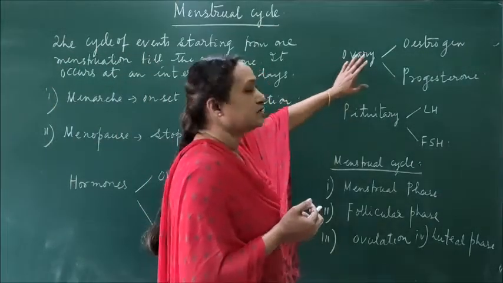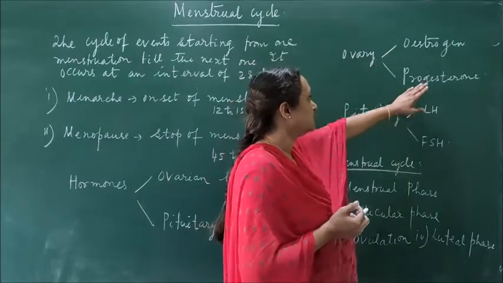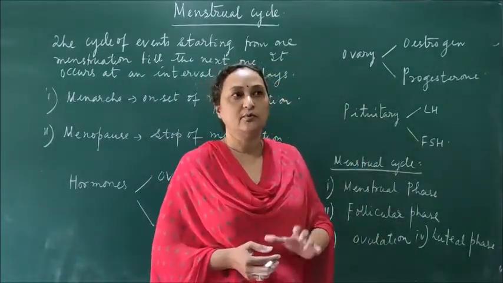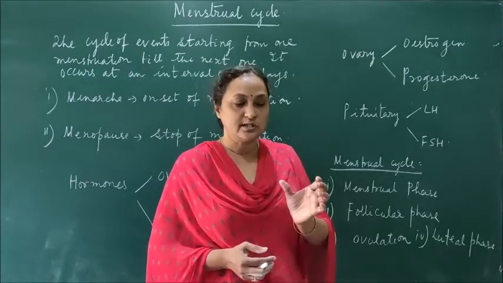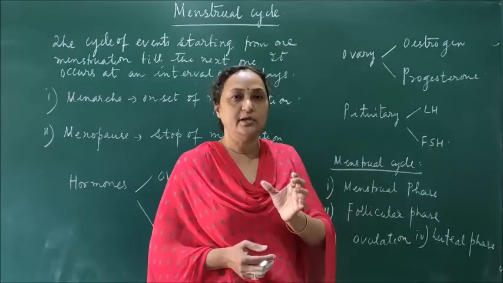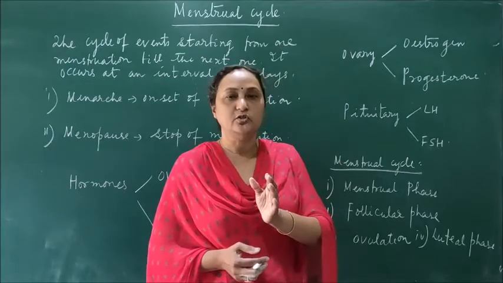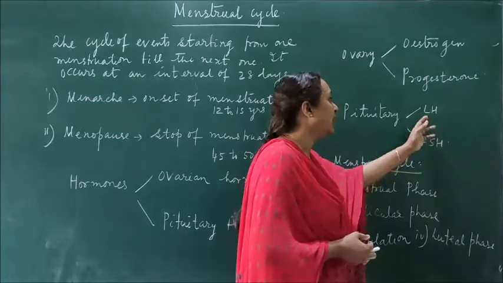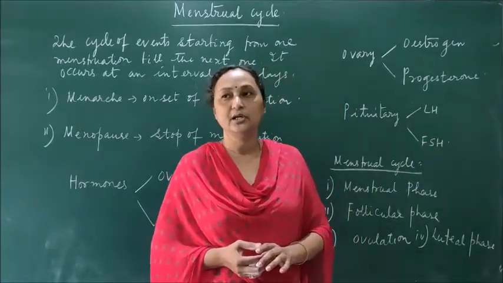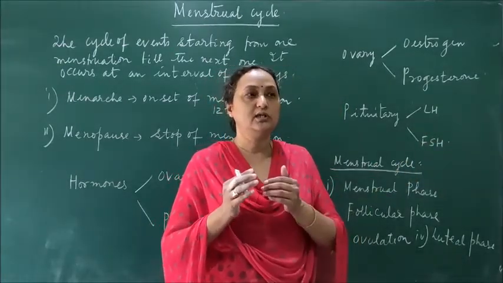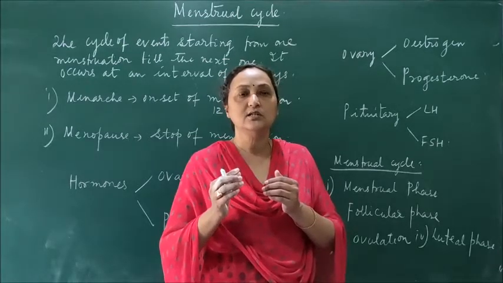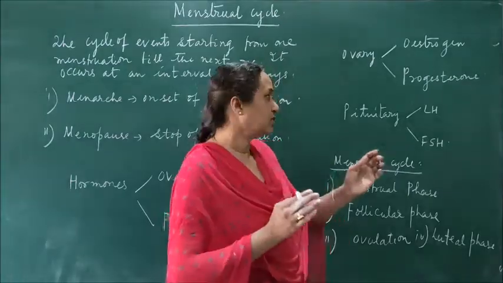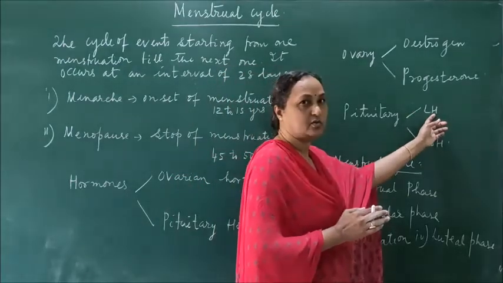I told you the ovary produces two hormones, estrogen and progesterone. And the pituitary gland releases two hormones. One is the follicle stimulating hormone, which is responsible for the growth and development of the primary follicle into a mature follicle, so the name follicle stimulating hormone. And luteinizing hormone helps in the breakdown of the mature follicle so that the ovum can be released, and the remaining part of the Graafian follicle is called the corpus luteum. So the name is luteinizing hormone.